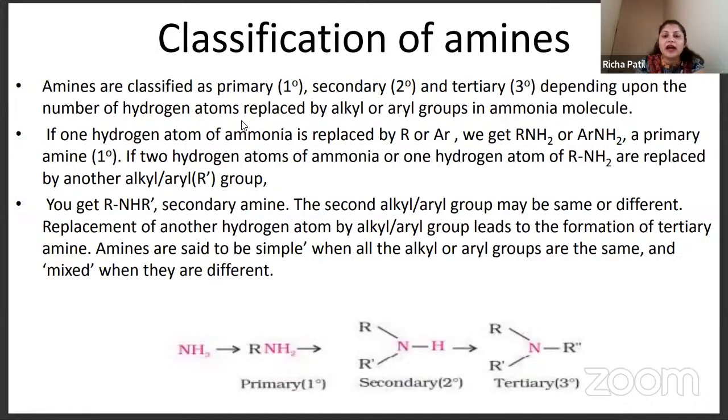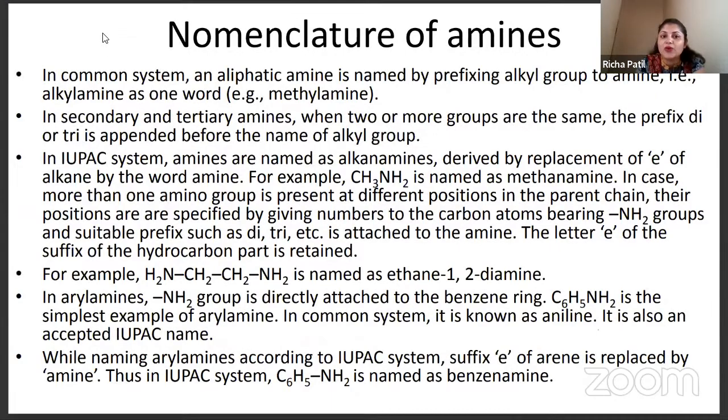So the hydrogen atoms can be replaced by either an alkyl group or an aryl group. Here you can see at the bottom how primary amine, secondary amine, and tertiary amine are represented. First is the ammonia molecule, second is the primary amine, then the secondary amine, and the tertiary amine. Okay, next is nomenclature. How do you name them?